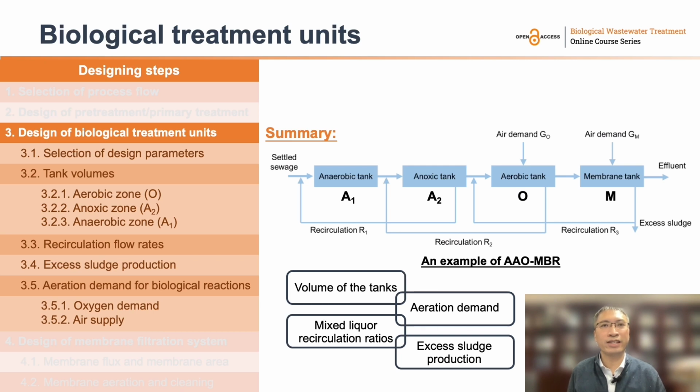In summary, the design of the biological treatment units of an MBR process mainly includes selection of design parameters, calculation of tank volumes, recirculation flow rates, excess sludge production, and aeration demand for biological reactions. In this section, we took the AAO-MBR process as an example to show how to design the biological treatment units step by step. Following these steps, you may also perform the calculation yourself. Have a try.